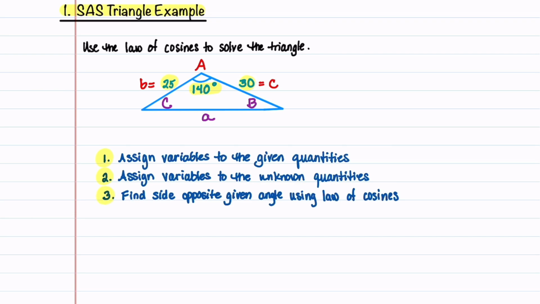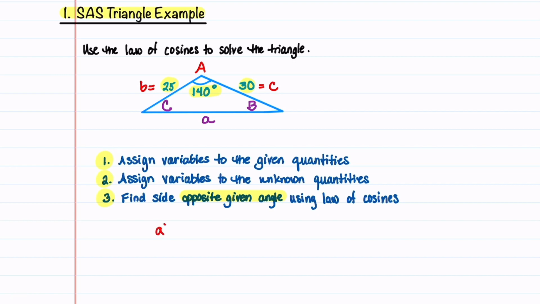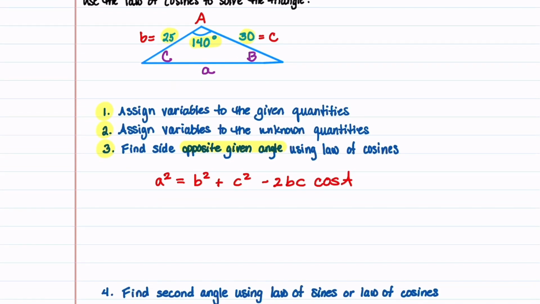Our next step is to find the side opposite the given angle using the law of cosines. The side opposite angle A is little a, so we'll write the law of cosines as a squared is equal to b squared plus c squared minus 2bc cosine of our angle A. We want to solve for little a, so we'll write this as a squared, and then we'll put in values for the other quantities on the right-hand side.